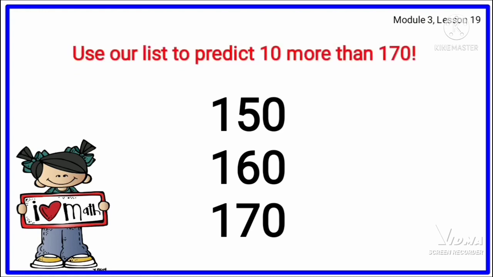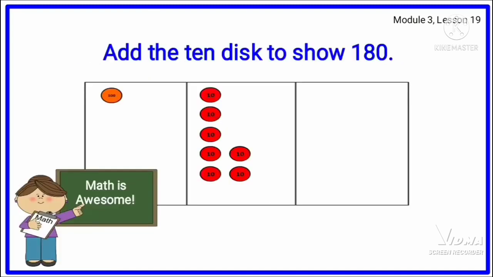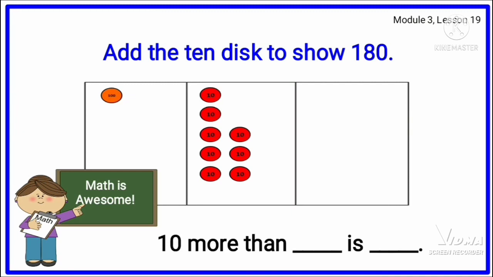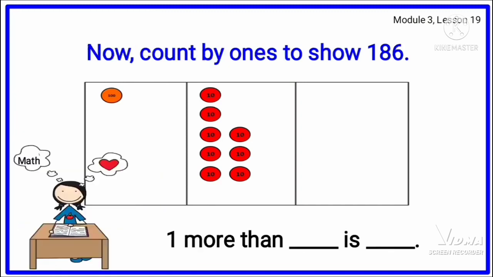Can you predict 10 more than 170? What is 10 more than 170? Count the disks from your 10. That is 170, and we're looking for 10 more than 170. That's it. 180. 10 more than 170 is 180.